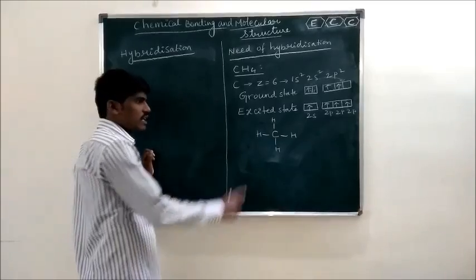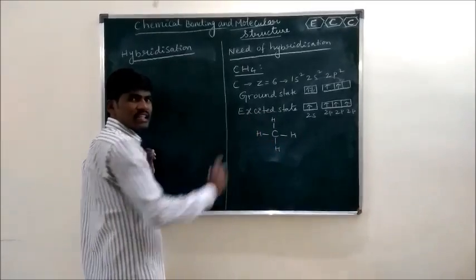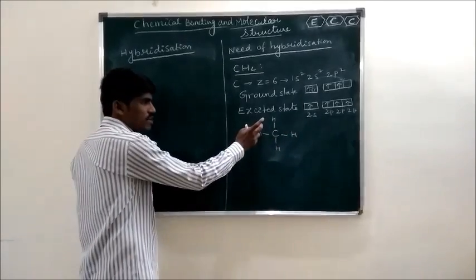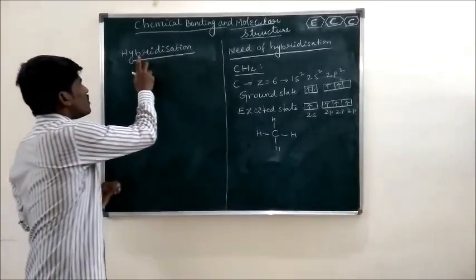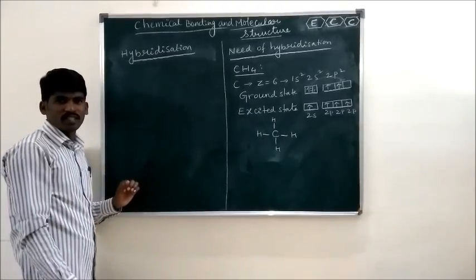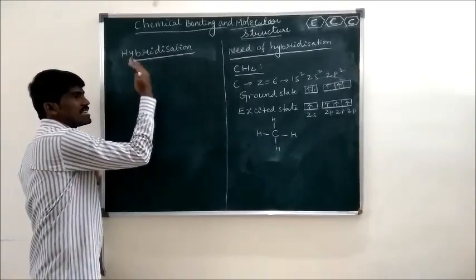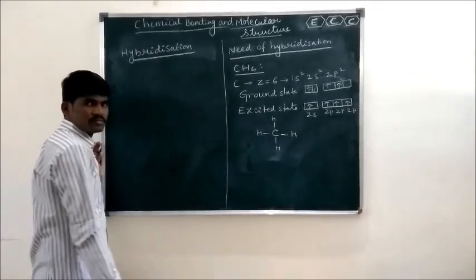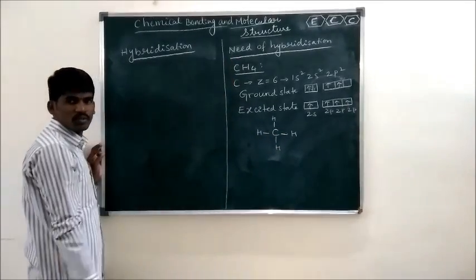Experimentally, it was proved that all CH bonds are identical. Why is it happening like that? It can be understood with the help of a concept called hybridization. Hybridization explains why all CH bonds are identical in the methane molecule.